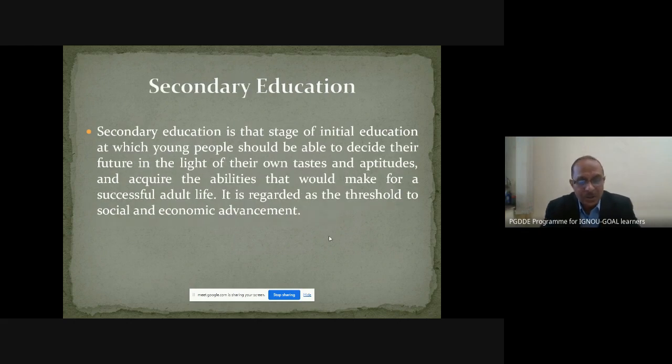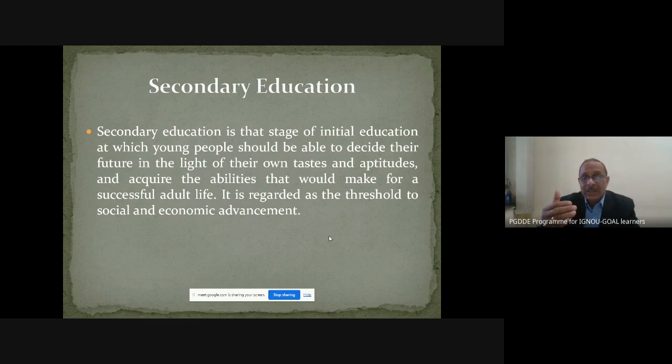And then secondary education. Once the child completes 6 or 7 years of schooling, he will be entering into the 8 years of schooling, then he will be entering the secondary education, where young people should be able to decide their future. I think this is where the 10 years, 10th, in India, it is a 10th grade.